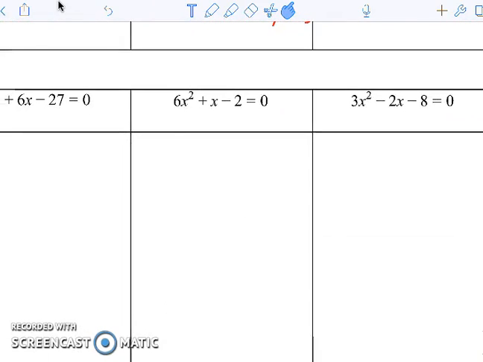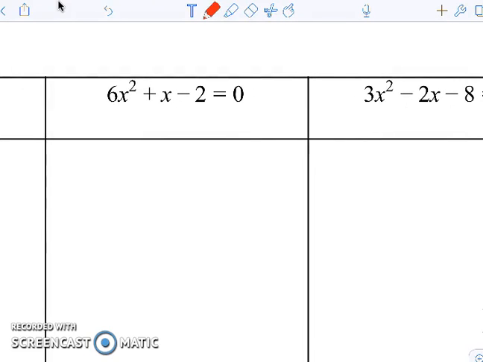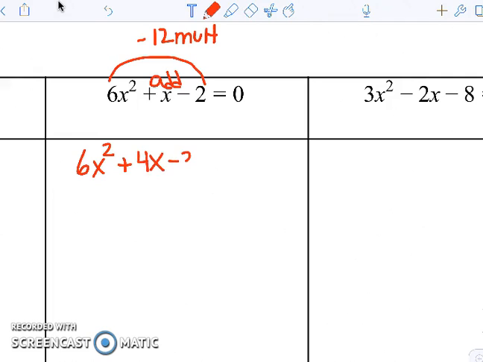Now the last thing I want to show you is one other way for doing these if you don't like box and circles. So it starts out the same way. We multiply these together, and we get negative 12. So we need two things that multiply to this, but add. So we end up with those same numbers of 4 and negative 3. But what we can do is rewrite this 6x squared plus 4x minus 3x minus 2 equals 0. So all we did was rewrite the x as 4x minus 3x. And now we can do something called factoring by grouping.